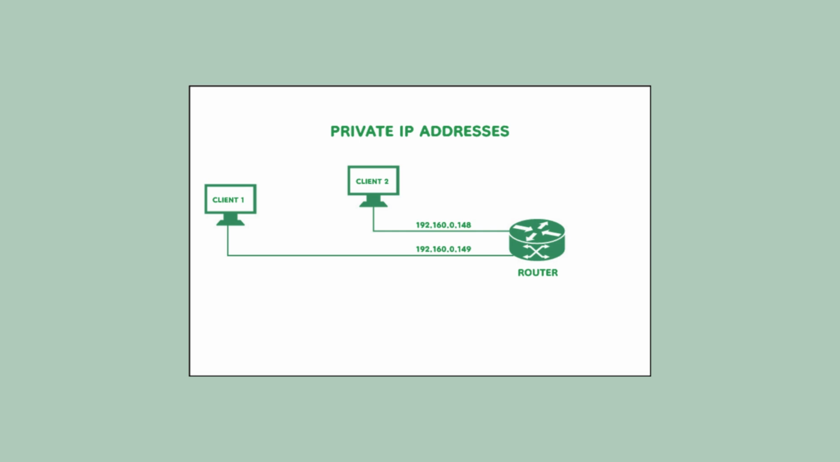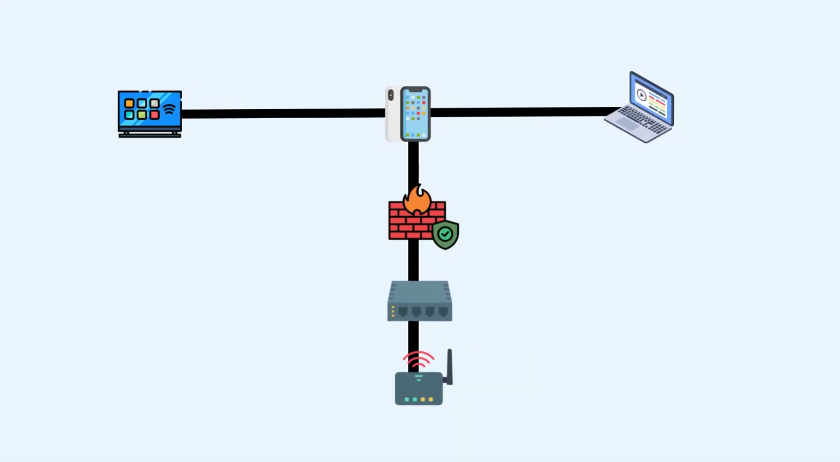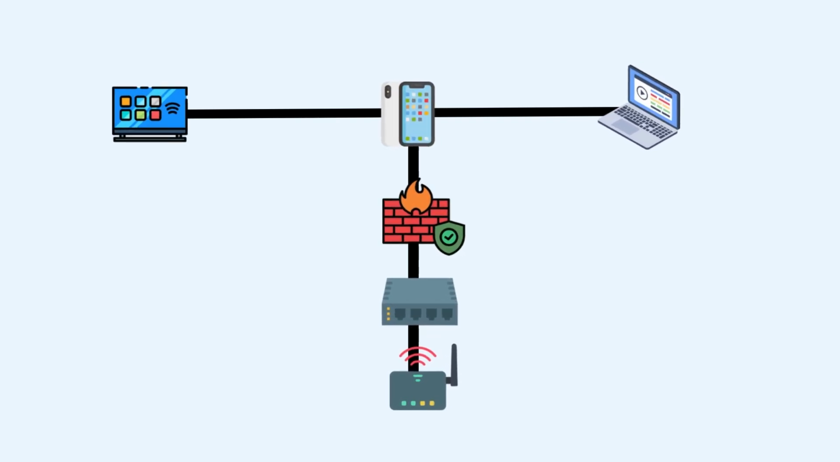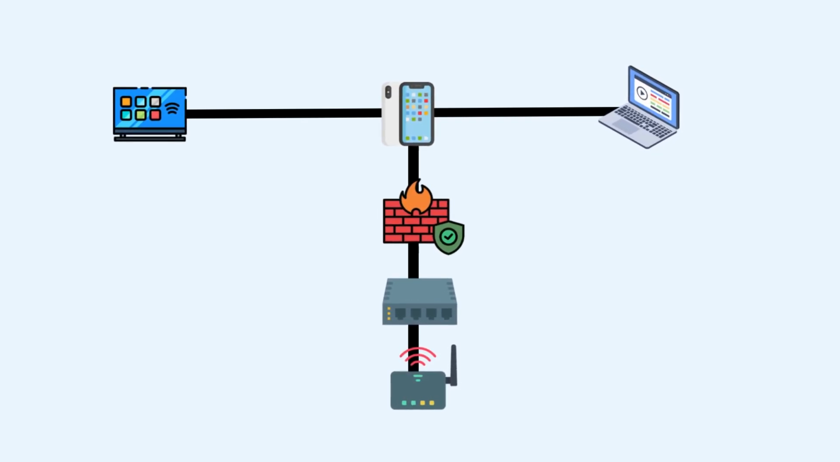Now, private IPs are used inside your home or business network. They let your devices, phones, laptops, smart TVs, talk to each other without directly connecting to the internet. A private IP cannot be reached from the internet side.